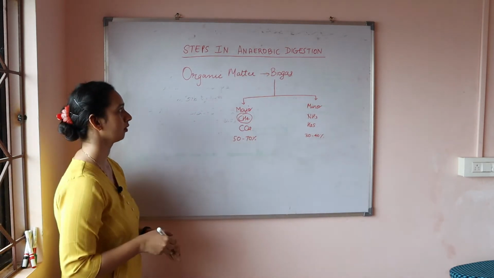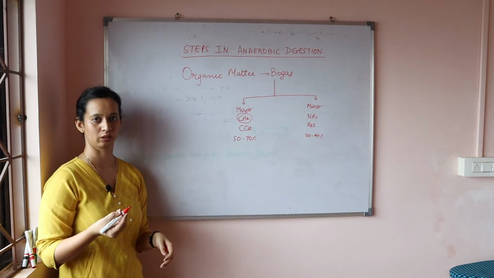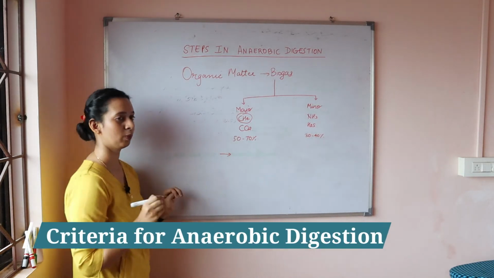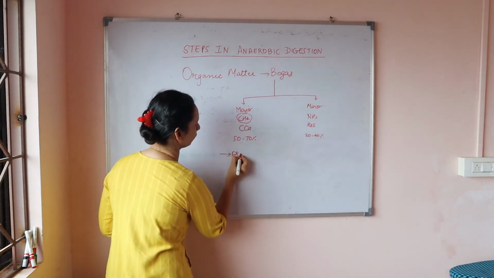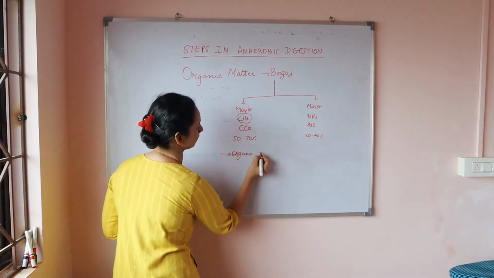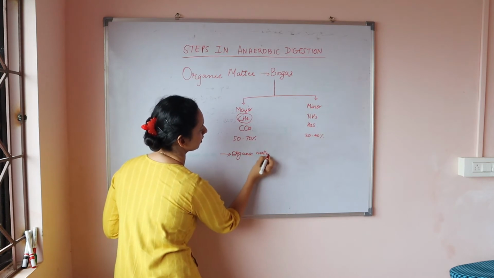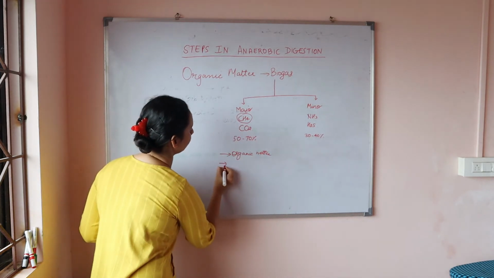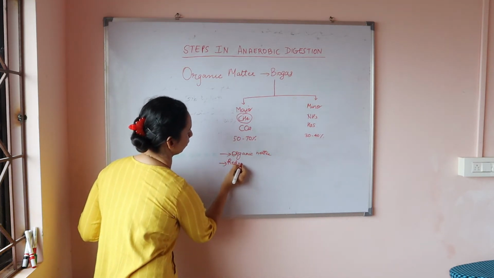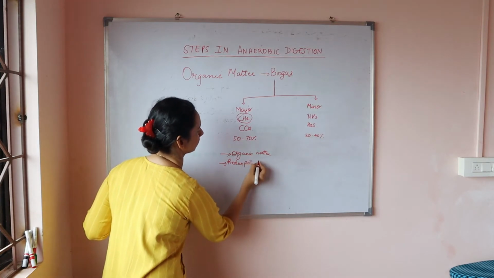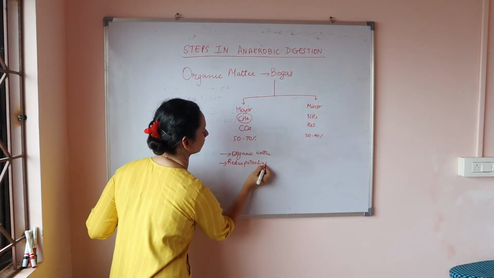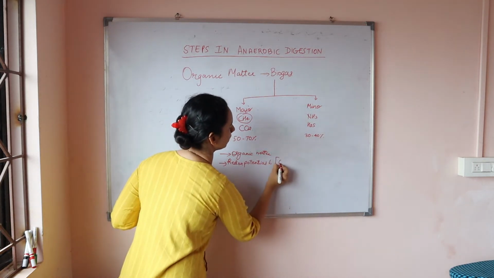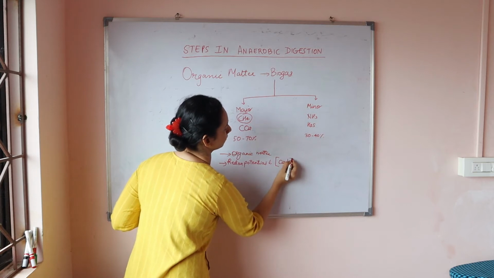For anaerobic digestion to occur, there are two criteria. One, there should be enough organic matter present, as we have discussed in the introduction itself. And second, redox potential has to be low. What is the meaning of low redox potential? The oxygen levels need to be low.